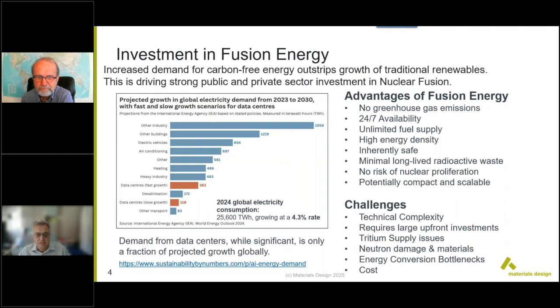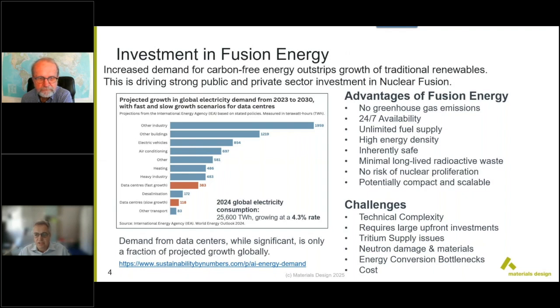The chart on the left just shows a few data points on that. In 2024, the global electricity consumption increased at roughly a 4.3% annual rate. As you can see, much of the demand is coming from industry, but also electric vehicles and air conditioning, which are all growing rapidly. Data centers, AI, and all that also contribute to the demand.